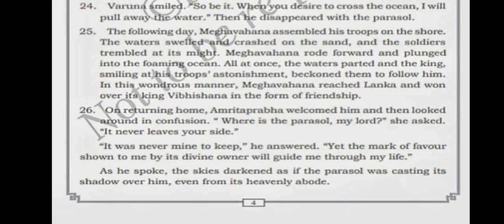Varuna smiled. "So be it. When you desire to cross the ocean, I will pull away the water." Then he disappeared with the parasol. So Varuna said, if you want to cross the ocean, you tell me. I will pull the water back and make you a way.